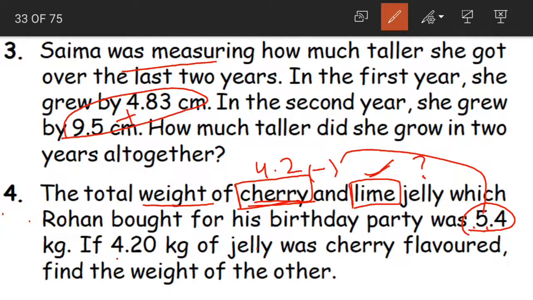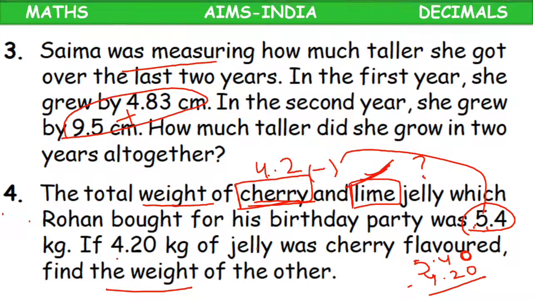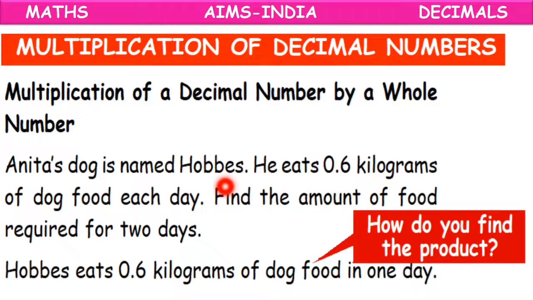Yes, 5.4 minus 4.20. Again, to make the decimal places same, we are placing a 0 after 4. When we subtract, we will get the weight of our other flavor, that is the lime flavor.